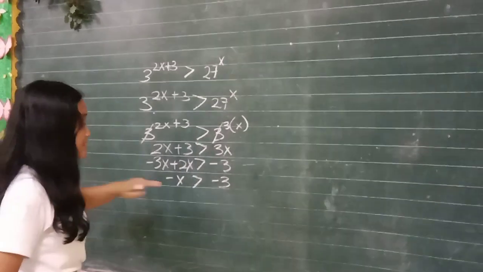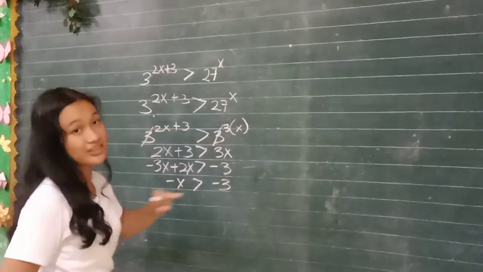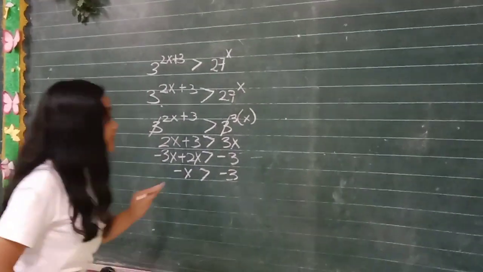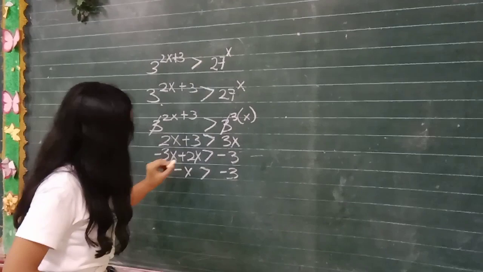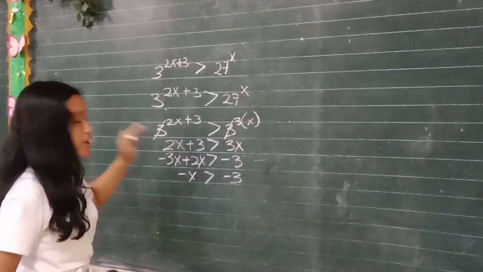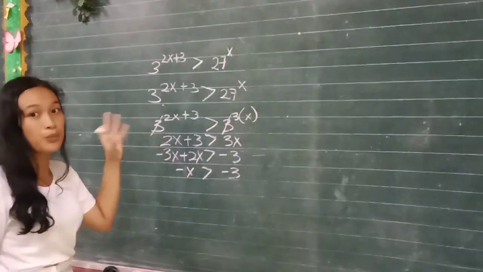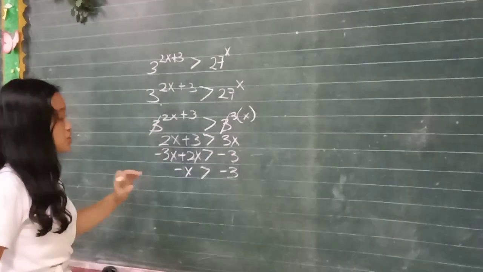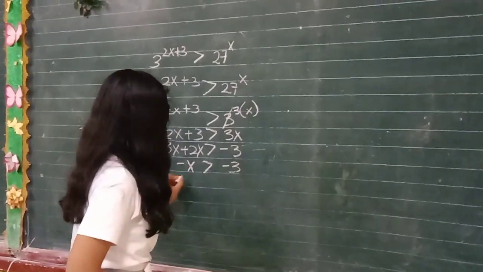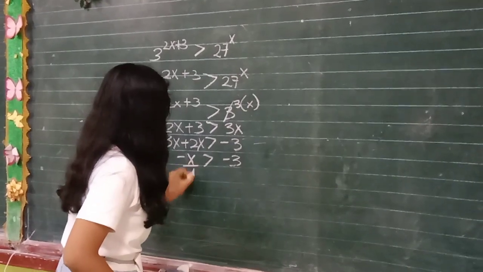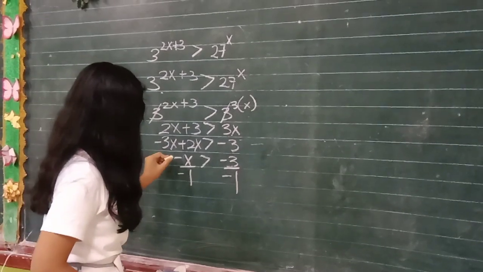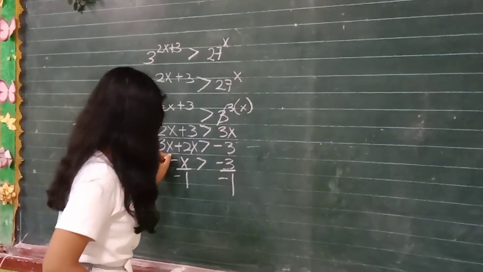Next, since it is still negative x on one side and negative 3 on the other, we do not yet have the value of x. The coefficient of x is 1, but we do not show it because it is 1. Next, we divide by negative 1 to cancel the negatives.